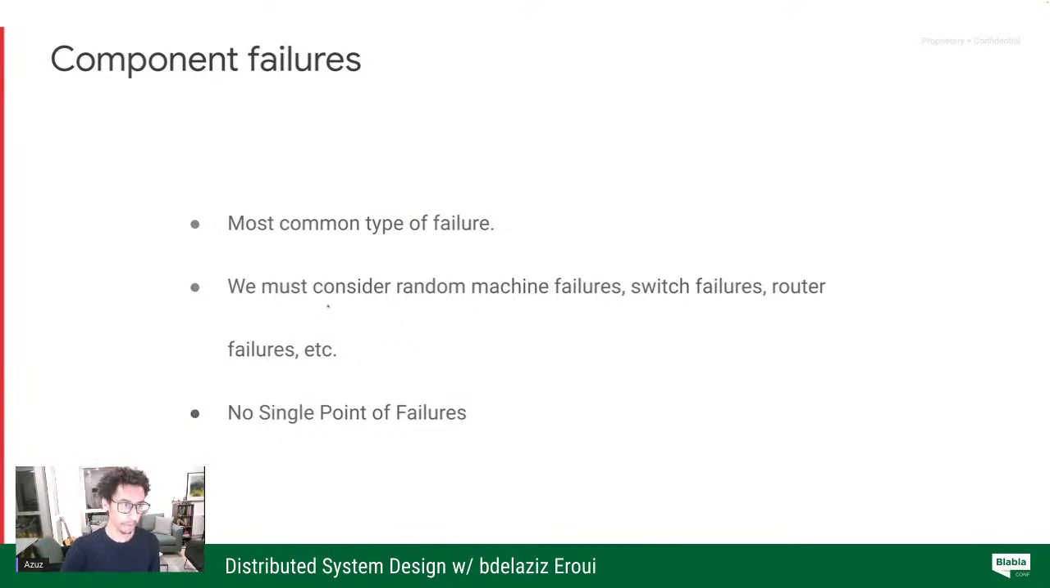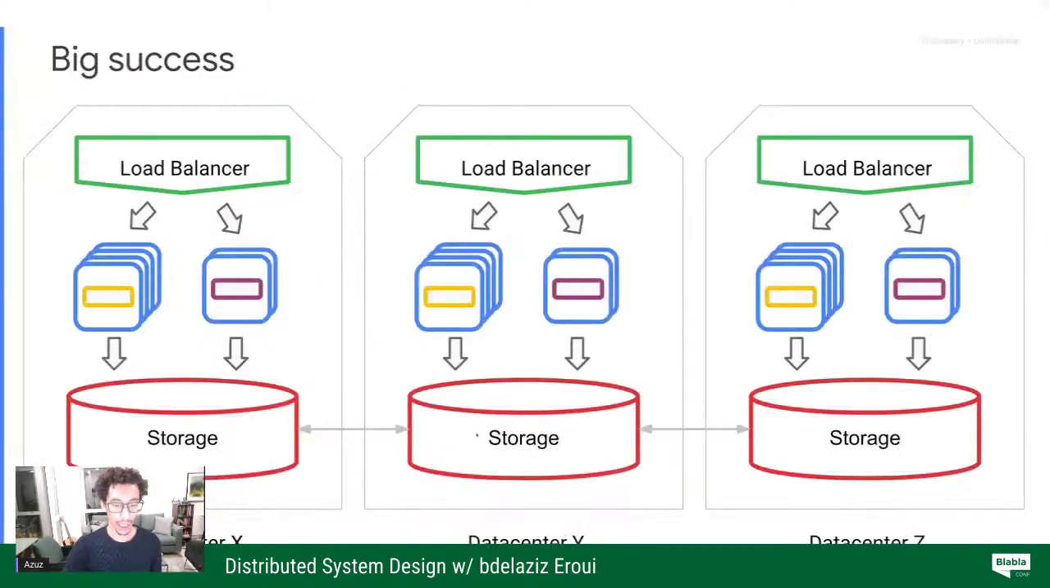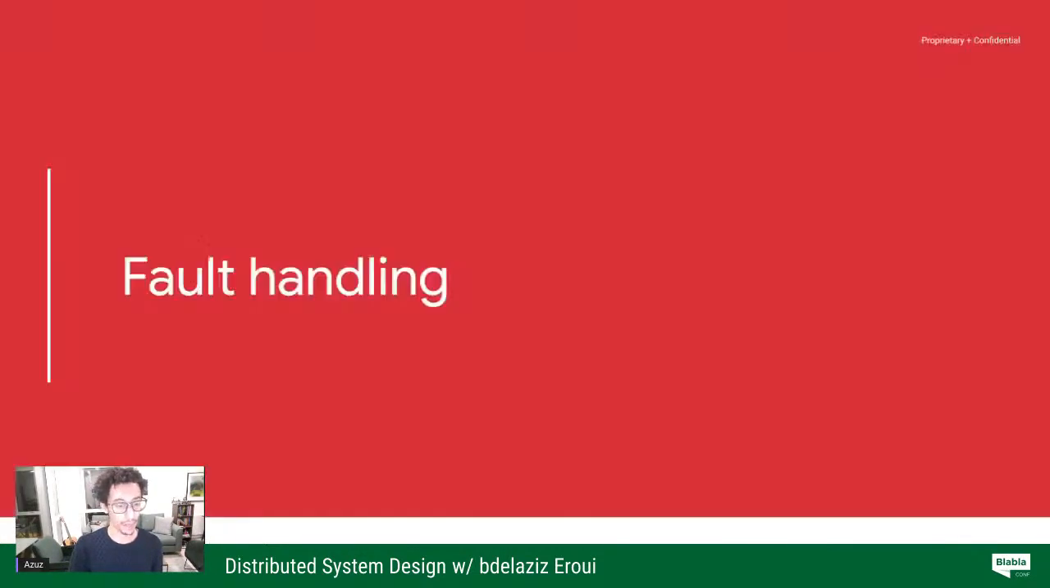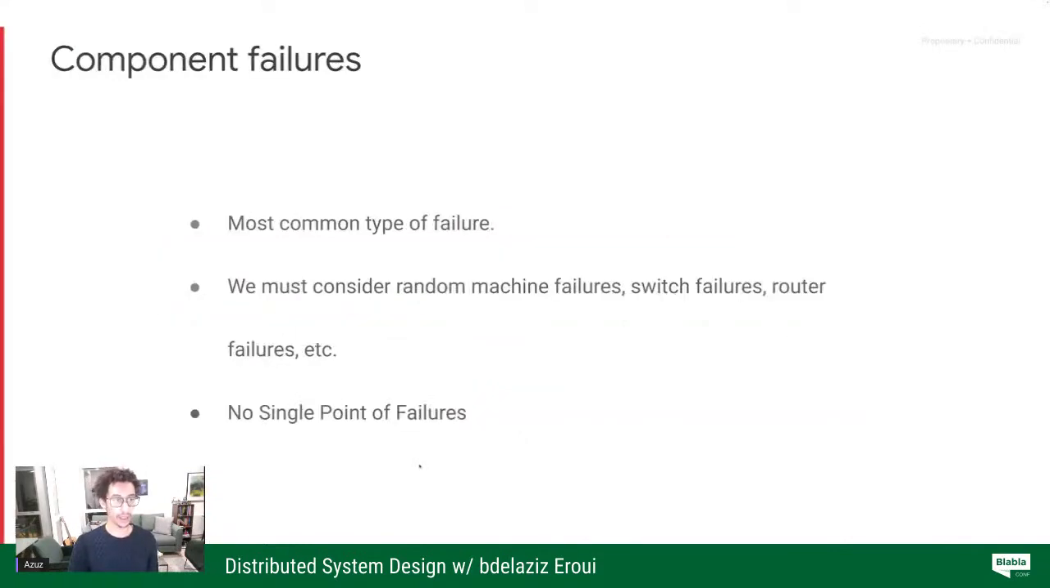So this is one of the most common types of failures, and the way we solve this easily is by looking for single points of failure. You don't want single points of failure. A single point of failure is like saying that if it stops working, your application stops working. For example, going back to our previous design, if we have only one storage replica of the database and it stops working, you can't serve anything, you can't upload, you can't serve anything for your application.